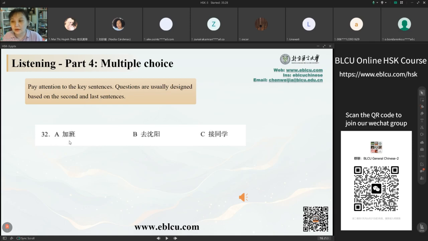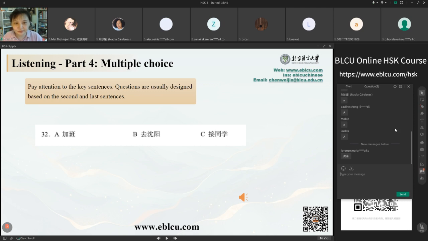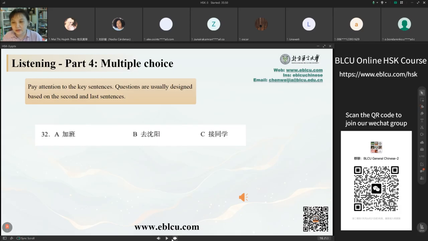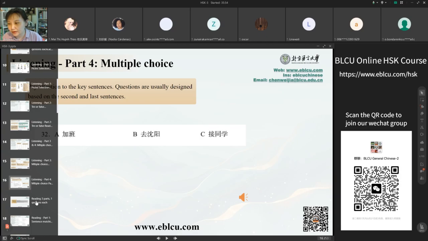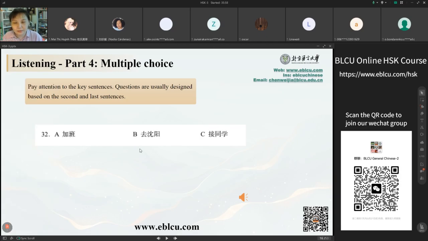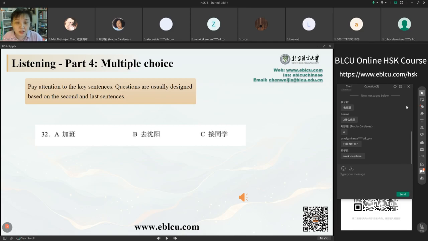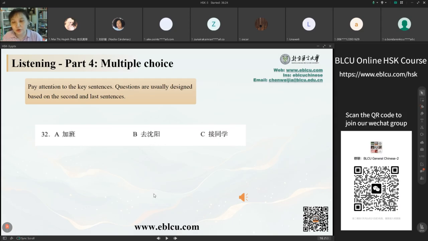Number 32. A is 加班, B is 去沈阳, C is 接同学. So you can predict what kind of question they will ask. So 加班 is work overtime. 去沈阳, go to Shenyang is a city. 接同学 to pick up classmate. So the question might be asking 打算做什么, what to do. Or someone asks 什么意思去沈阳, Shenyang is a city, name of a city. So 去沈阳, go to Shenyang. Okay, now let's listen to the recording.